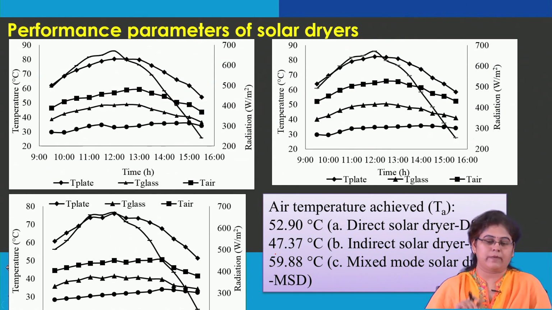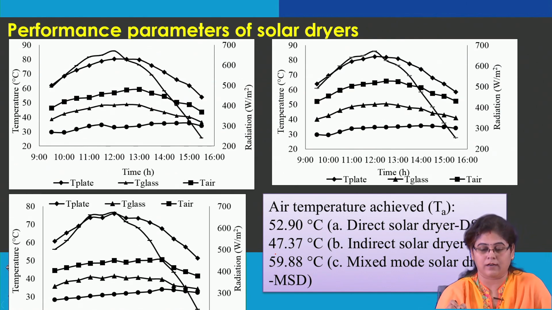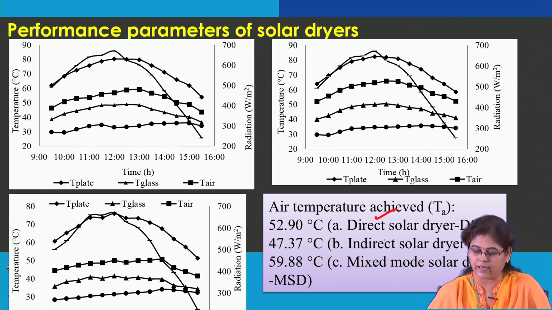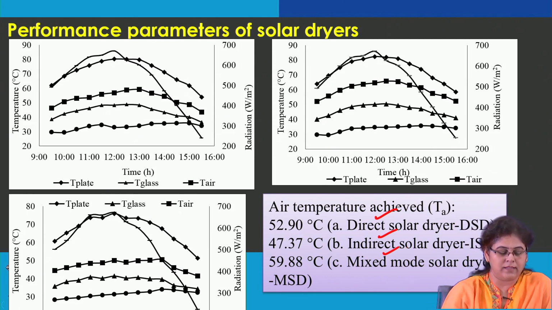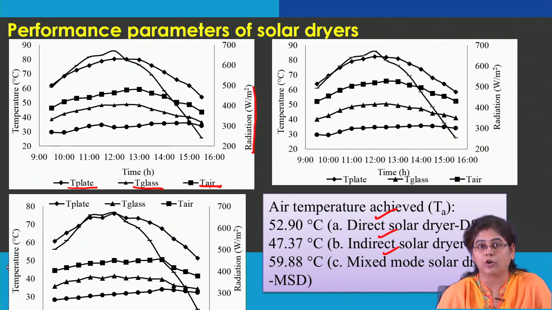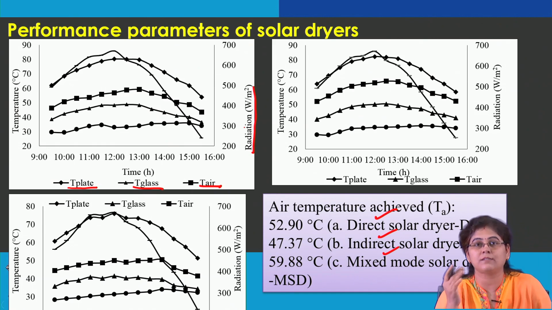So, based on the different energy balance equations, the performance parameters, one is the different temperature variations at different locations of the system, that we have presented here for three different types of dryers, that is direct, indirect and mixed mode solar dryer. Here, as can be seen, the absorber plate temperature, glass cover temperature and hot air temperature along with the solar radiation intensity are plotted. The temperature data can be collected with the help of thermocouples, whereas solar radiation intensity is measured experimentally with the help of a pyranometer.